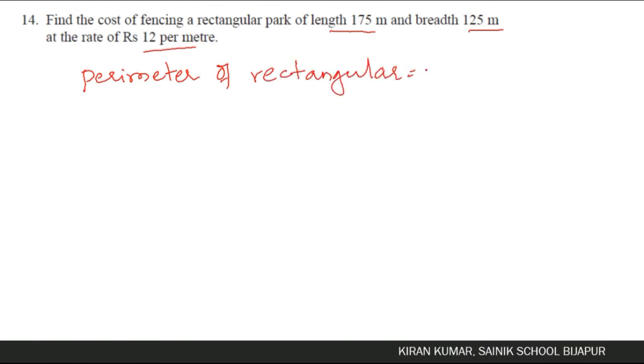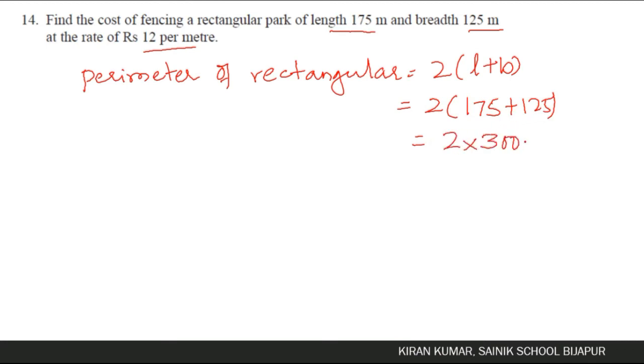I have to use 2 times of length plus breadth. They have given the length as well as the breadth, 175 plus 125. The total of 175 and 125 is 300. So 2 times of 300 will be 600 meters. This is the length of the fence.